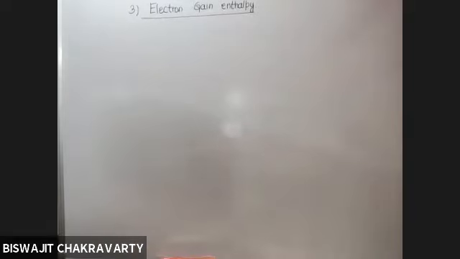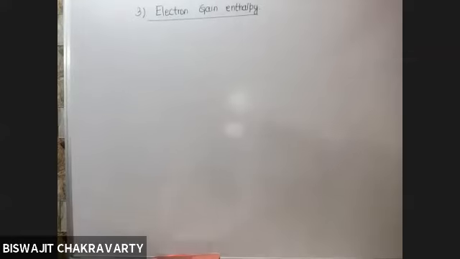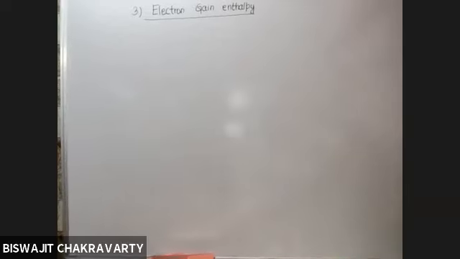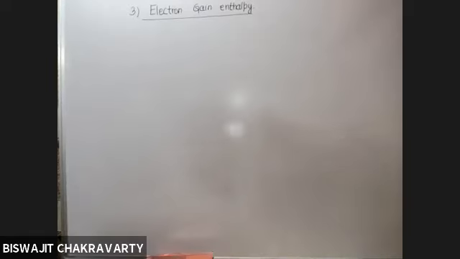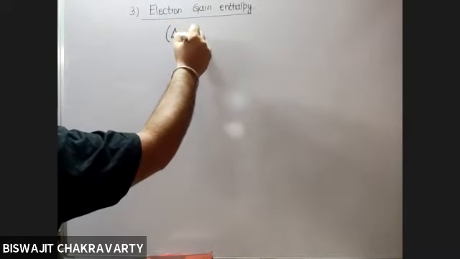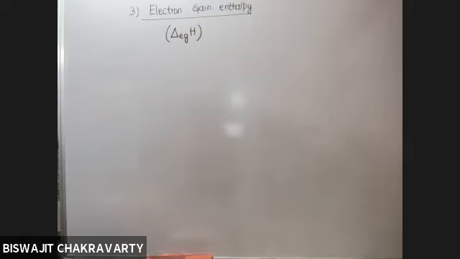But before we discuss what is electron gain enthalpy, what is the symbol for electron gain enthalpy? Just as ionization energy was denoted as IE, the same way electron gain enthalpy is denoted as delta EGH.